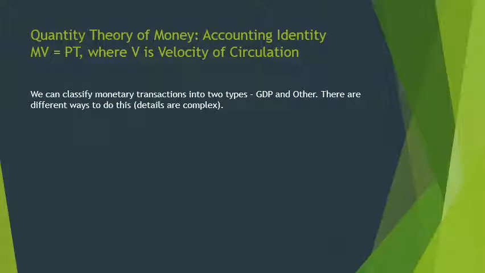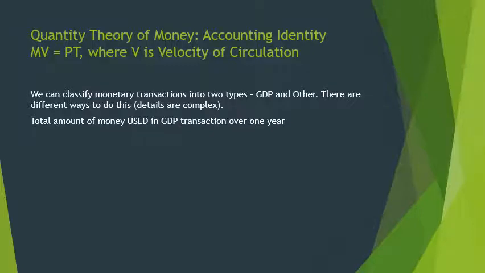We consider the quantity equation as an accounting identity. MV equals PT. Money times the speed of circulation of money is equal to price times T, where T stands for transaction, where in a transaction some commodity or service is being sold at a certain price. We can classify the monetary transactions which take place in the economy into two types. Some of these contribute to the GDP, while there are others which do not. There are different ways to do this classification, and details are complex, so we omit them from this introduction.